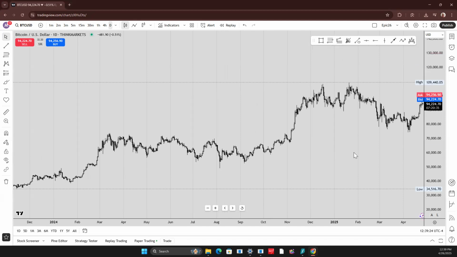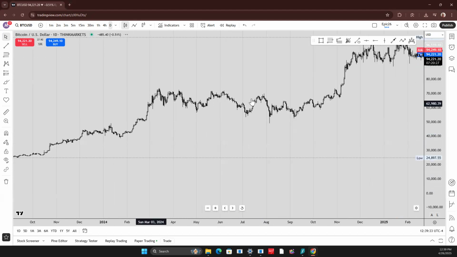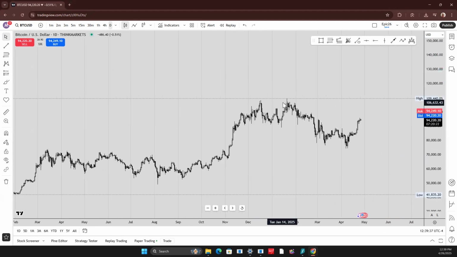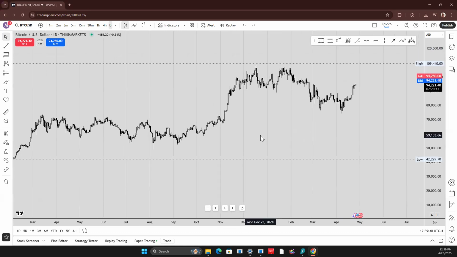Okay, so looking at the chart, we see Bitcoin made some highs over here. Okay, and we noticed that it was trading sideways at one point and then made a spike up. Okay, and during this spike, it went sideways again, and then it started trending lower. But did it ever break structure? Well, let's take a look.